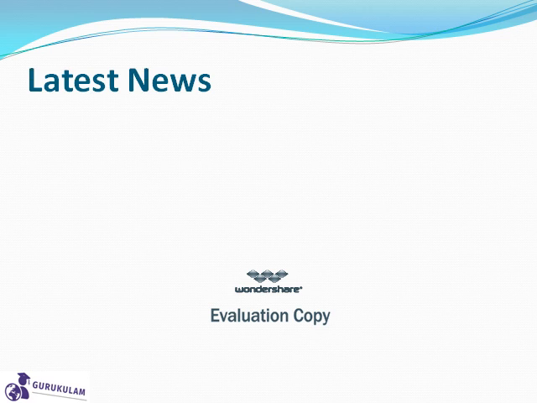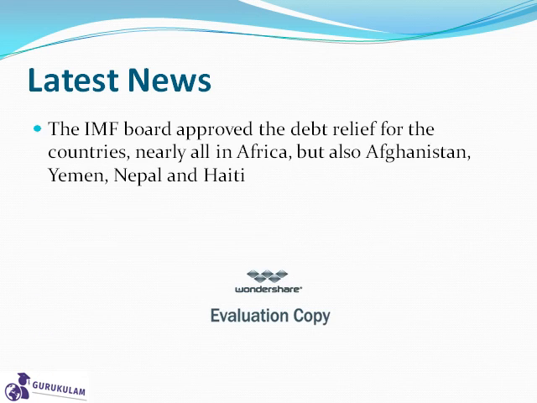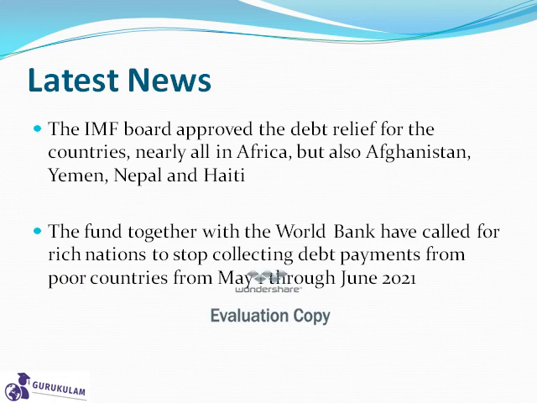Latest news. So guys, here we will discuss the latest current news related to IMF. The IMF board approved the debt relief for the countries, nearly all in Africa, but also Afghanistan, Yemen, Nepal and Haiti. The fund, together with the World Bank, have called for rich nations to stop collecting debt payment from poor countries from May 1 through June 2021.